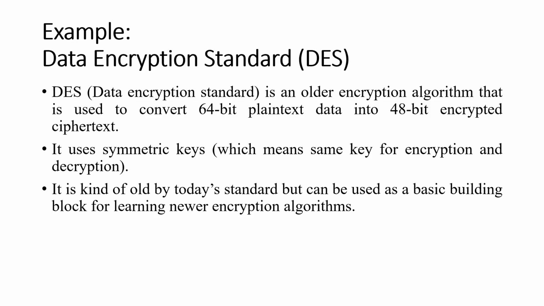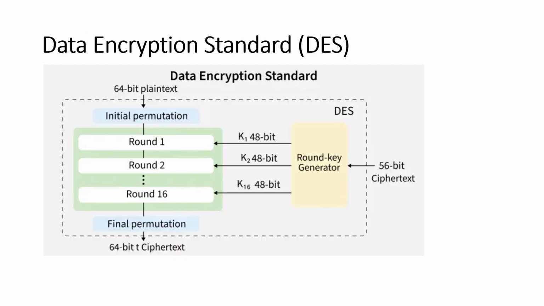Some core characteristics of DES are: symmetric algorithm, the same key is used; block cipher, data is encrypted in blocks; key size, the input key is 64-bit, but only 56 bits are used for encryption; and rounds, there are 16 rounds of complex mathematical operations, substitution and transposition to generate the ciphertext.